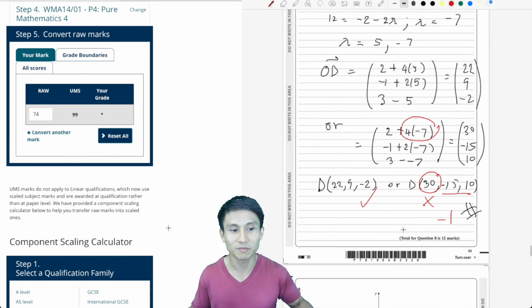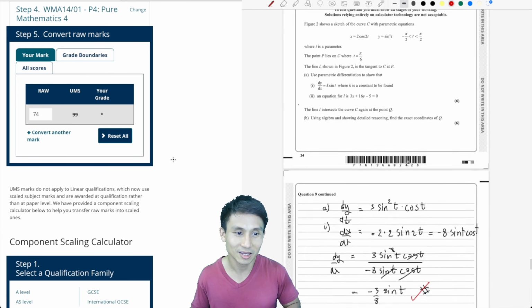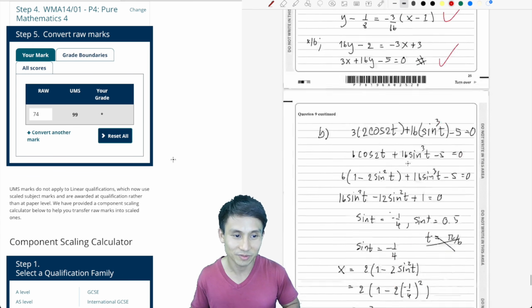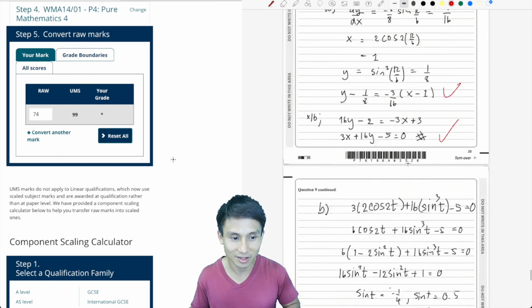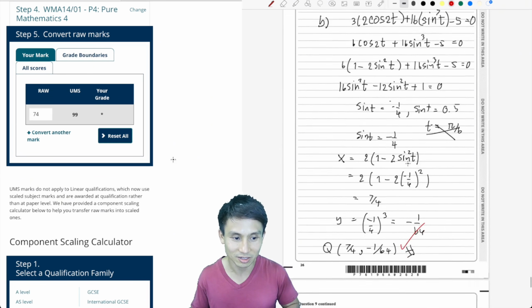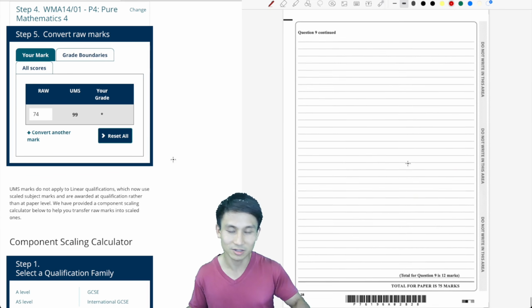Oh, what got me in the last part is the silly mistake there. All right, and this is another parametric equation, so nothing tricky in particular here. Just do it straight.